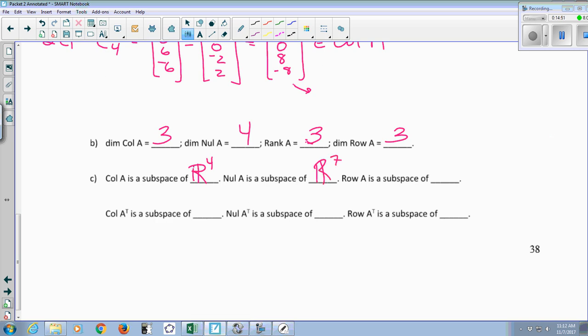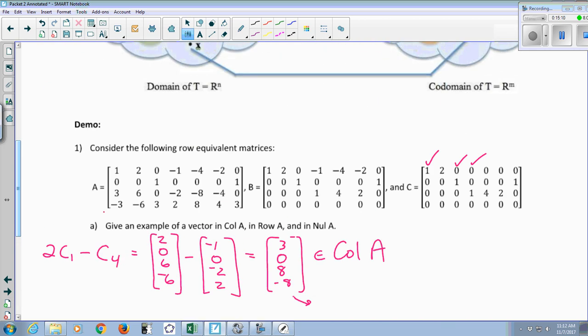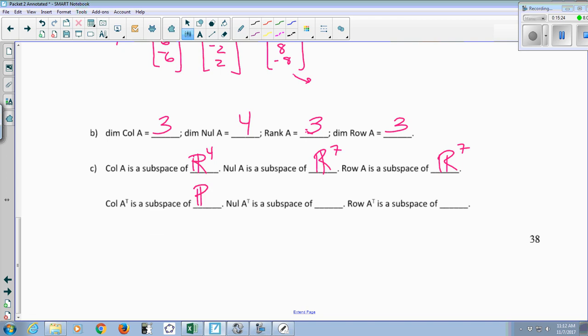And Row A, if you take linear combinations of the rows of A, R7. Yeah, because there's 7 entries in each row. Okay, the column space of A transpose. If I took this matrix A and made each row a column, and then took linear combinations of the columns, the vectors are all going to have 7 entries. So this one's going to be R7.